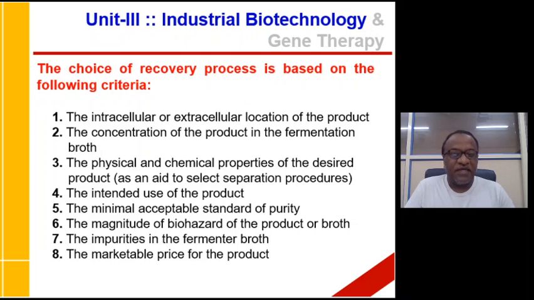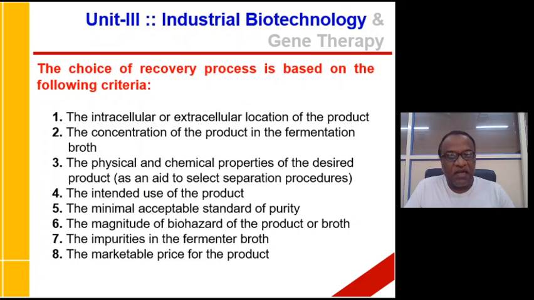The third criterion, the physical and chemical properties of the desired product. So that if you know the physical property as well as the chemical property of the product you are trying to recover and purify, then it will be much helpful to choose an appropriate separation procedure. Next criterion, the intended use of the product. What is the specific application of the product?